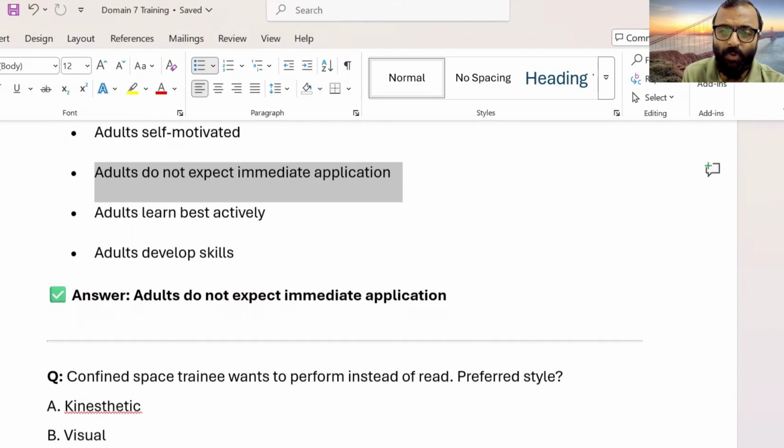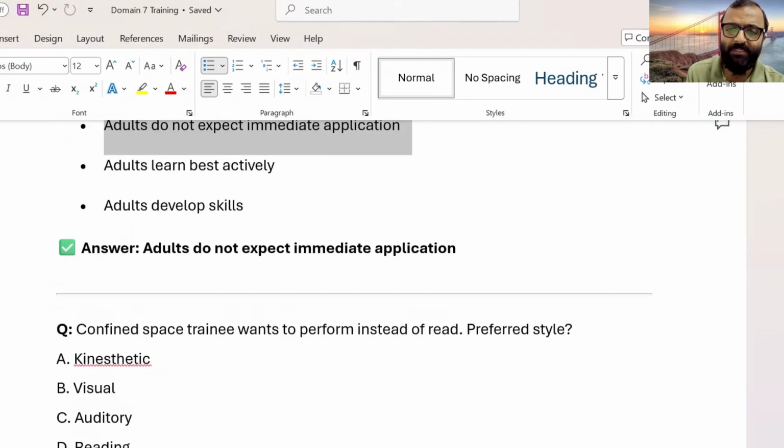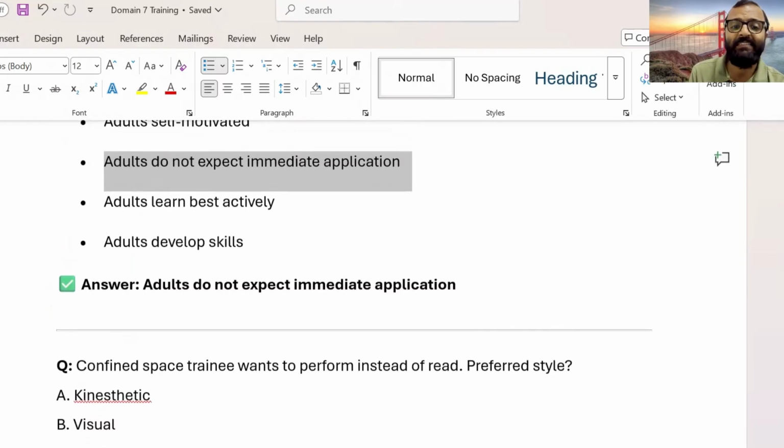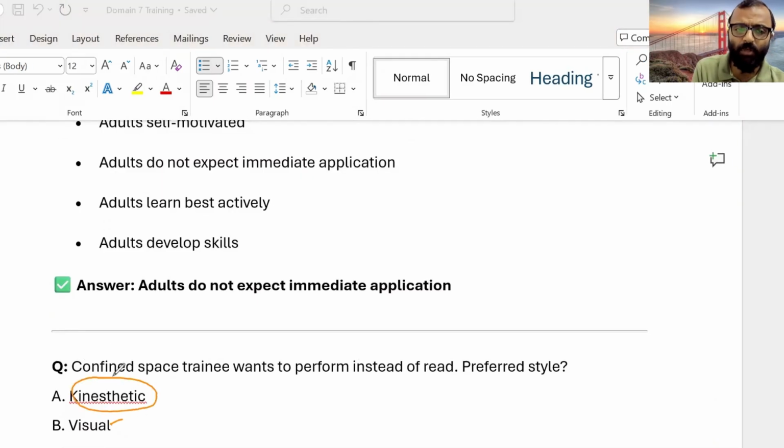Confined space trainees want to perform instead of read. Preferred style is kinesthetic. Okay, kinesthetic. Visual, auditory, reading. Kinesthetic means what? Doing. Okay, they want to do. That is kinesthetic. Okay, we will discuss.